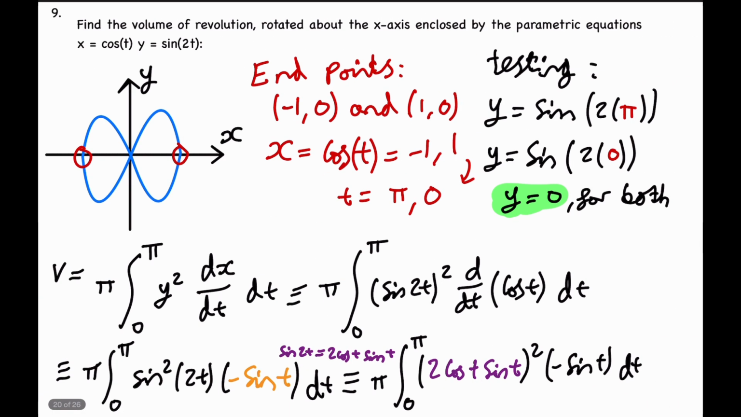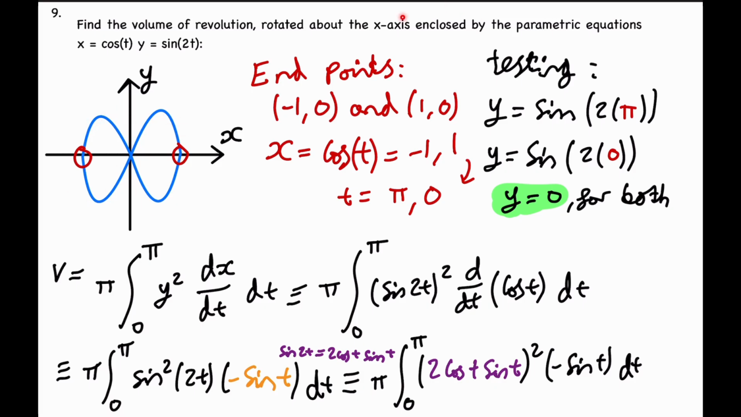So now let's move on to a question about a volume of revolution rotated about the x-axis. Find the volume of revolution rotated about the x-axis enclosed by the parametric equations x is equal to cos t and y is equal to sine t. If you have a graphical calculator, you can actually show this on a graph.